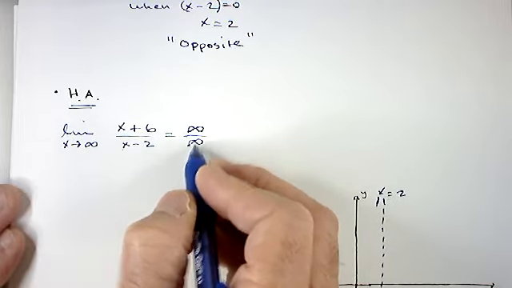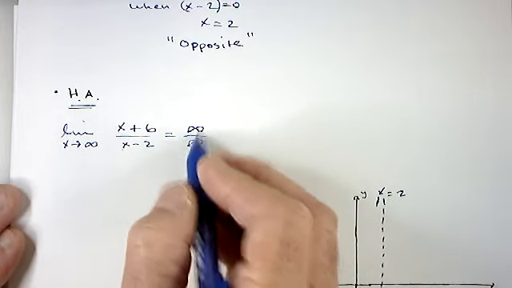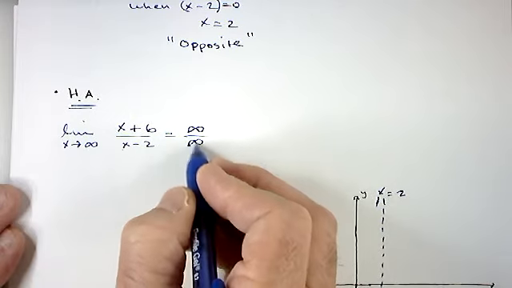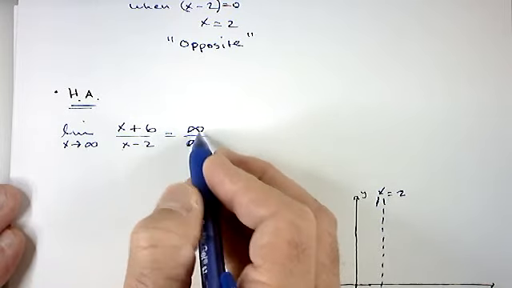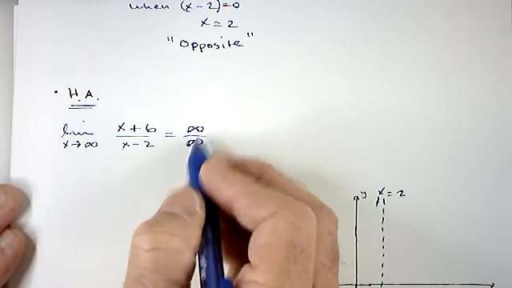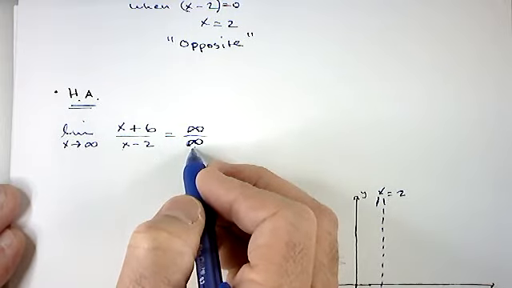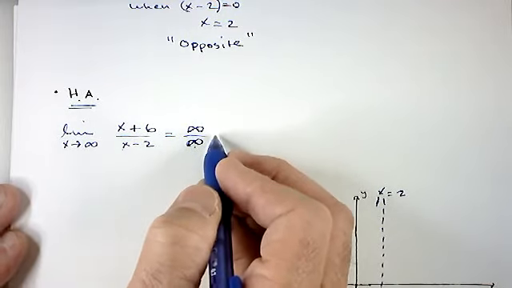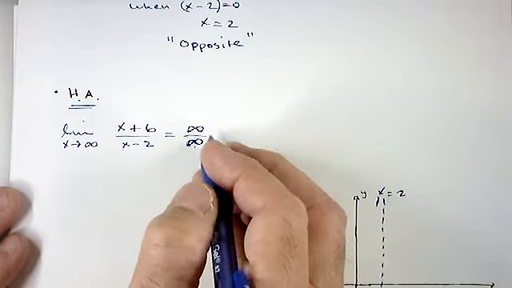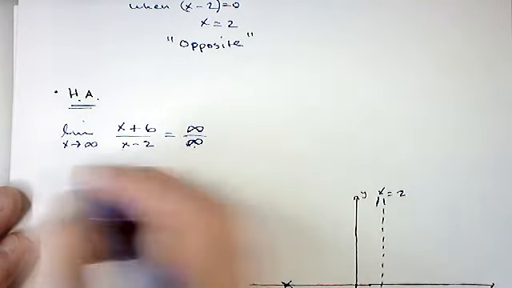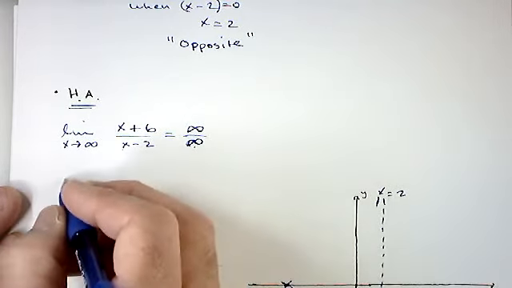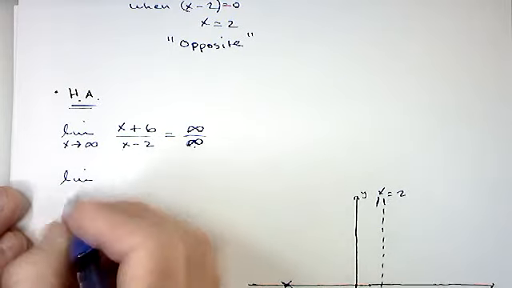Now you've got to be careful, because usually when you see the same thing over the same thing, your instinct is to say it's equal to 1. But remember that infinity is not really a set number, so we can't automatically say that this is equal to 1. One way to sort this out is to rewrite this fraction.